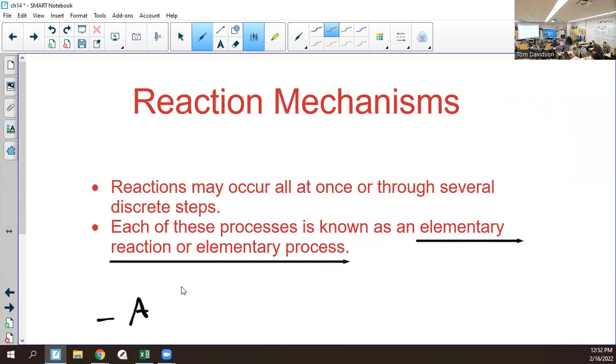There's not a ton on this slide that you need to write down, so don't spend too much time on it. It just introduces a new word called an elementary reaction or process. And those are the steps taken for a reaction to happen. All right, let me move on in a few seconds.